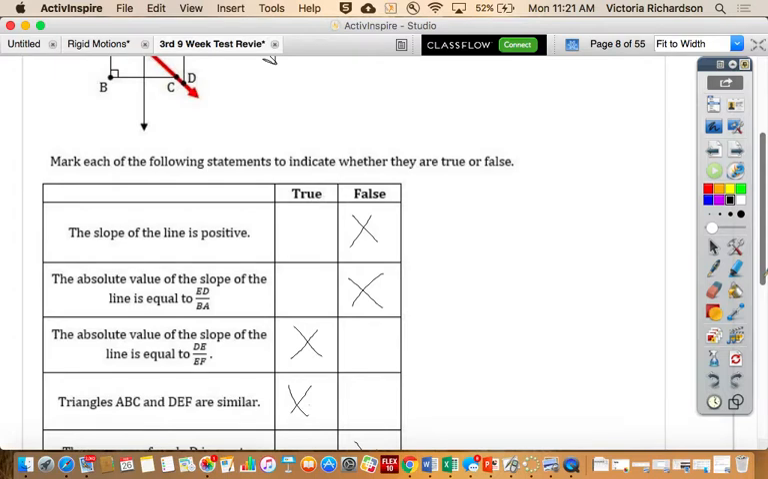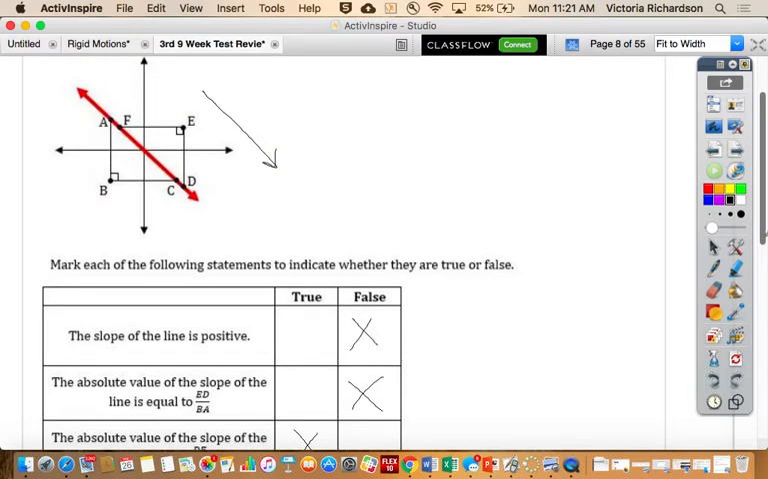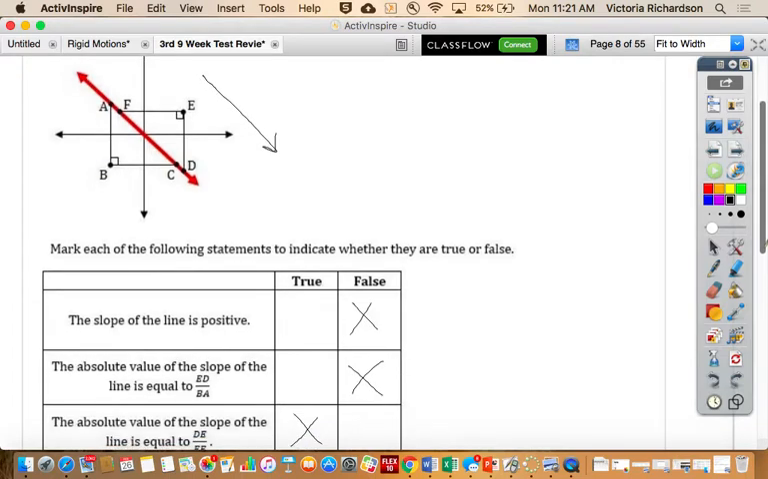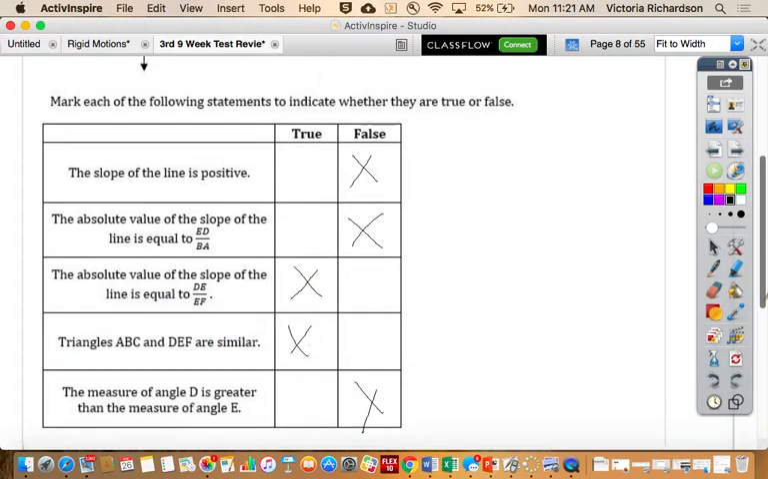And then triangles ABC and DEF are similar, just like in the last problem. If they have the same slope, they are going to be similar. And then the last one says the measure of angle D is greater than the measure of angle E, and we said the angles don't change, right? If they have the same slope, the angles are going to be the same. Everybody got this? False, false, true, true, false.